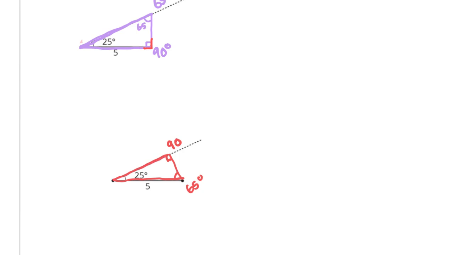It makes, instead of the angle adjacent to the 5 be 90, the angle opposite of the 5 be 90. And there are my 2 triangles that can be made with a side of 5, adjacent to an angle that's 25, and my other 2 angles being 90 and 65. And we just switch the other 2 angles up, one being 90, the other being 65.